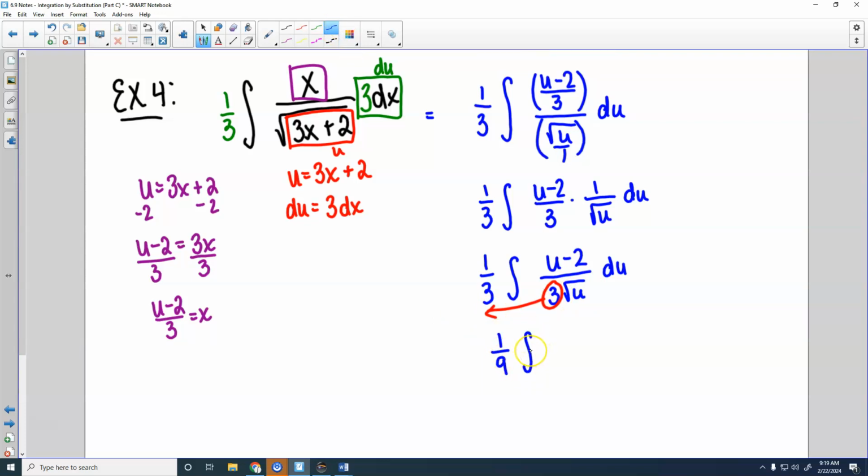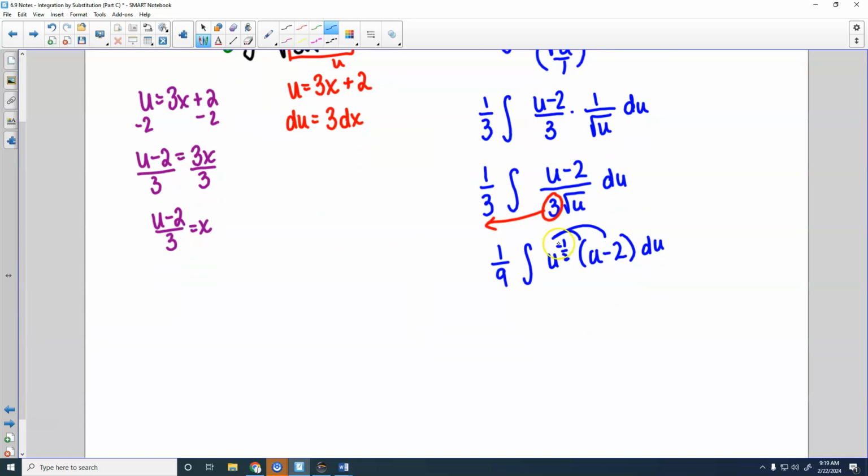And I heard something else over here. What'd you say, Liam? Negative exponents, what could we use negative exponents for? U to the negative 1/2, so I could write this as U to the negative 1/2 times U minus 2. And then I could distribute that.